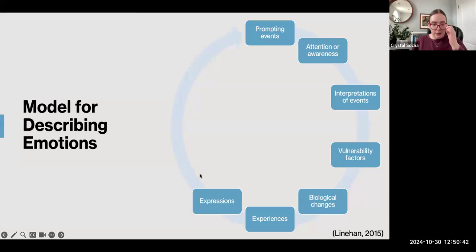With expressions, this is what's happening within our face and our body language, all of these nonverbal components. With actions, that's what this person actually ends up doing. So as a result of this prompting event and all of these things contributing, what did this person end up doing as a result of that prompting event?